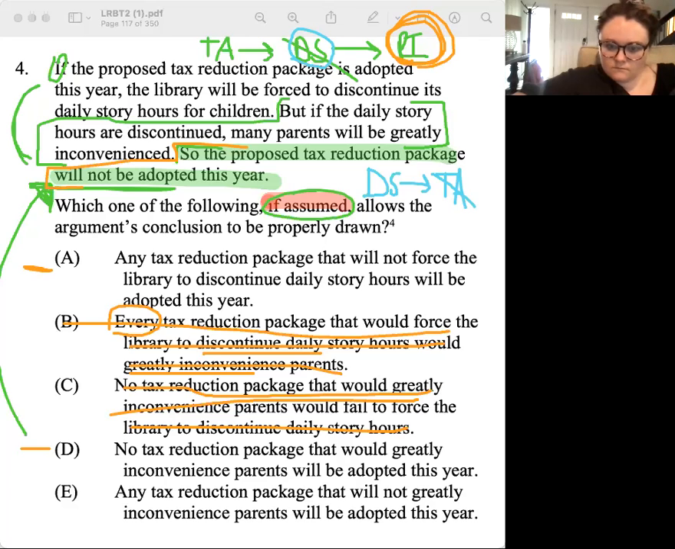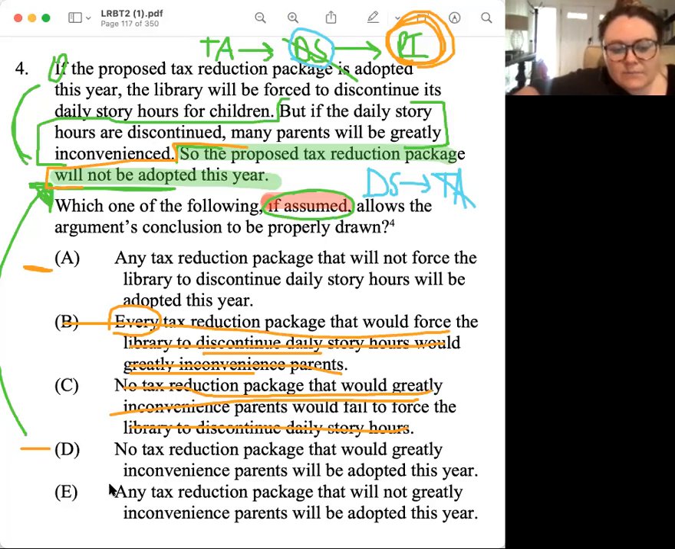So I don't like E. You don't like E or you do? No, I feel like it's flipped, but I may be mistaken. Yes, you are. What this one is telling us is that any tax reduction package that will not greatly inconvenience parents, do we care about that? No, because the one that we're talking about does inconvenience parents. So it can't be E.